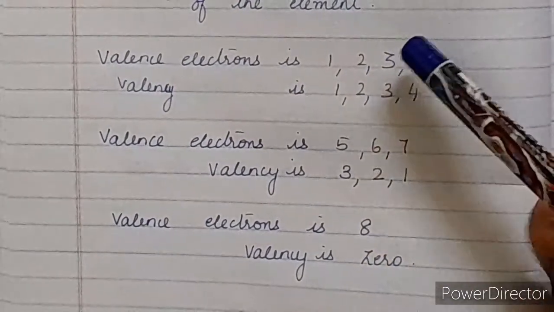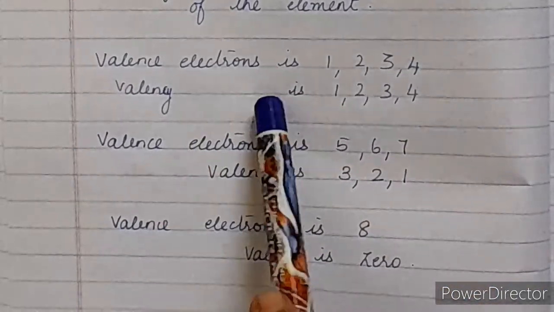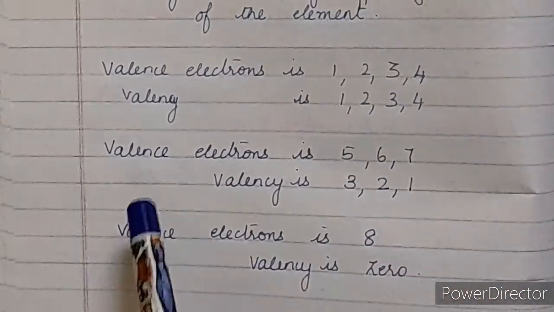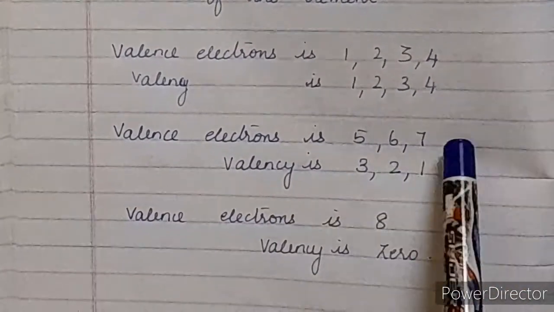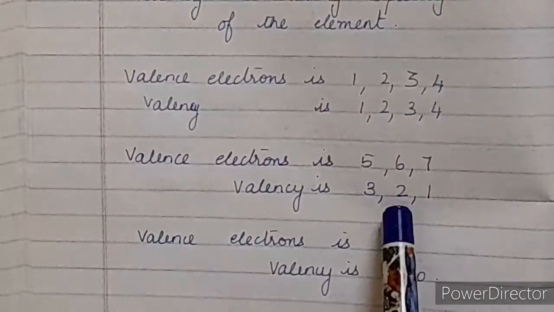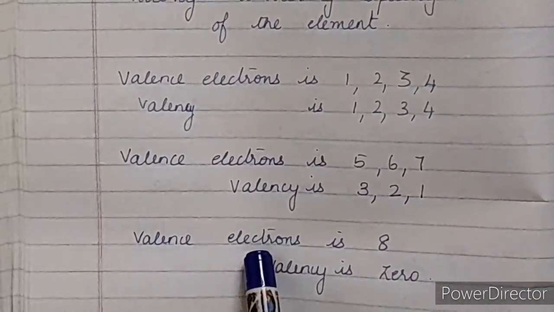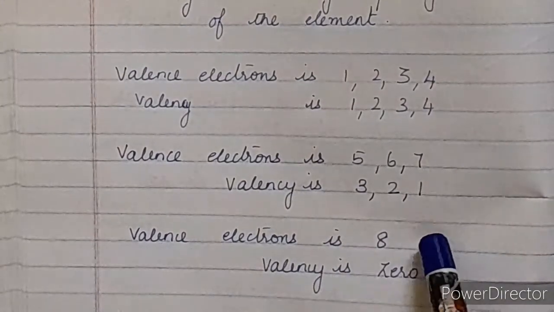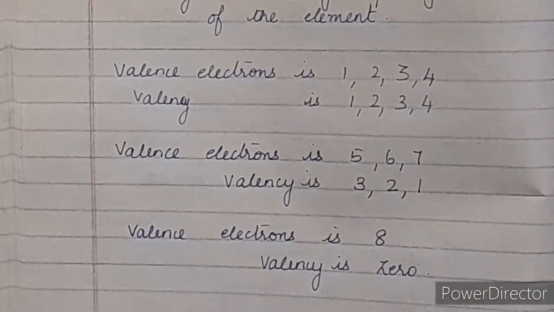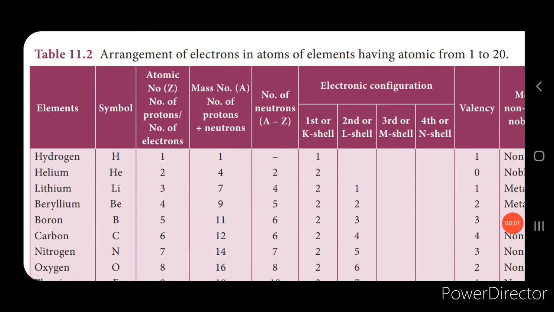If the valence electrons are 1, 2, 3, the valency will be 1, 2, 3 respectively. And if the valence electrons are 5, 6 and 7, the valencies are 3, 2, 1 respectively. If the valence electron, that is the outermost electron, is 8, then the valency is 0. Look at the table, children, table 11.2. This consists of the elements from 1 to 20, that is the first 20 elements of the periodic table, their symbol, their atomic number, mass number, electronic configuration and valencies.